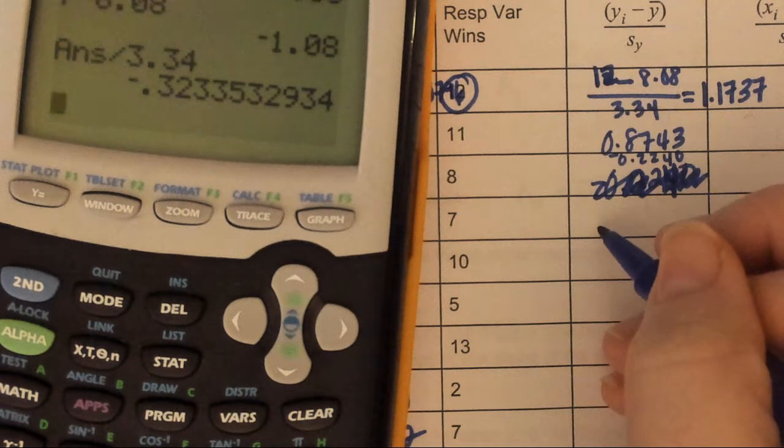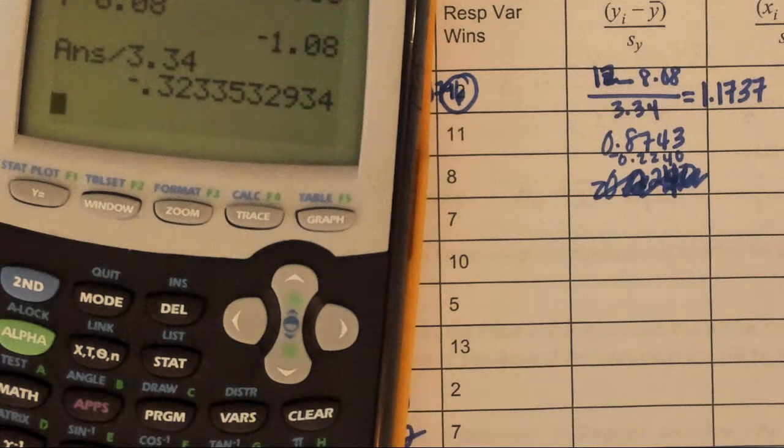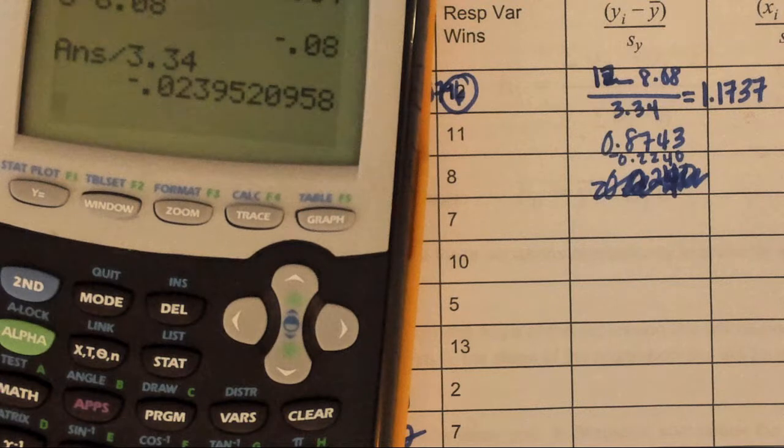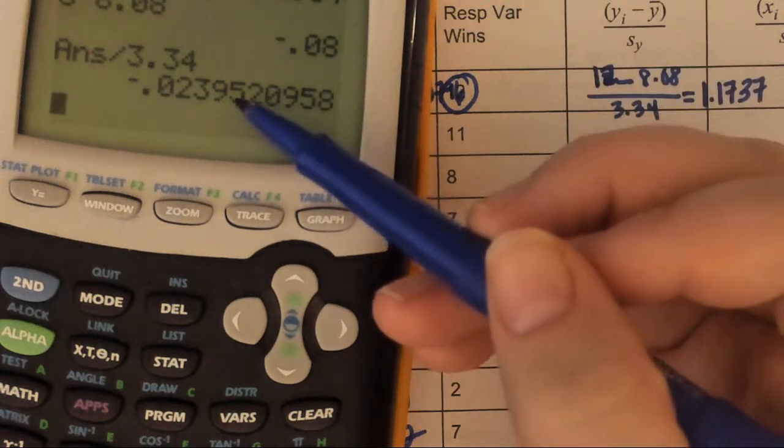Mackenzie. You said wait. Okay, then I need to do that one again. So 8 minus 8.08 divided by 3.34. Yeah, I still got negative 0.2395.